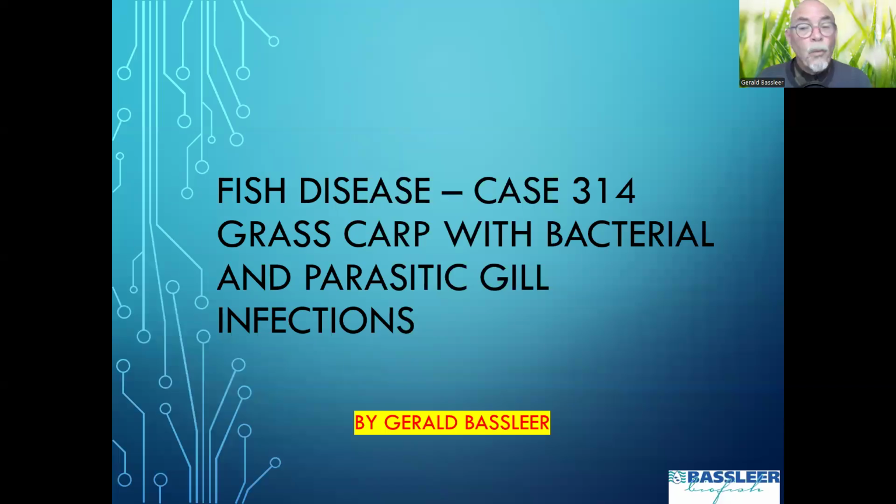Yes, this video, case 314, is about the diseased grass carp, albino grass carp, that was suffering and had some respiratory problems. So, they were ready to be examined by me, the fish doctor, and we used our microscope to determine what was going on. So, let me share with you my findings. What could have been the case of this grass carp with bacterial and parasitic gill infections?